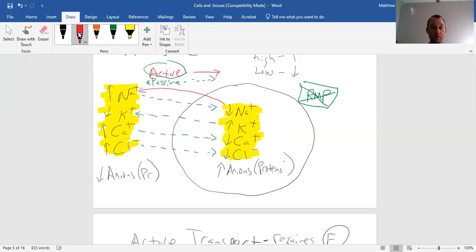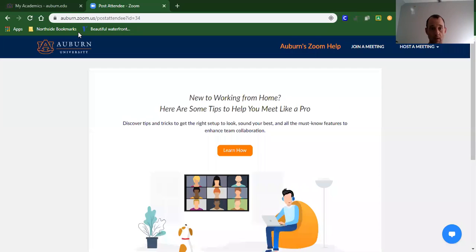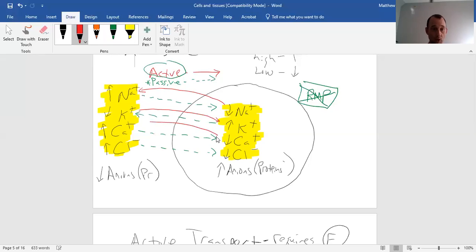All right? Because potassium is constantly leaking out, you are pumping it in. Because calcium is leaking in, you're actively pumping it out, and the same thing is true of chloride. It is that active process that maintains your concentration gradient. And because you do that, you then keep a negative versus positive charge on the inside of your cell.